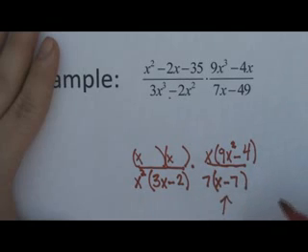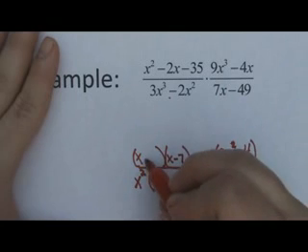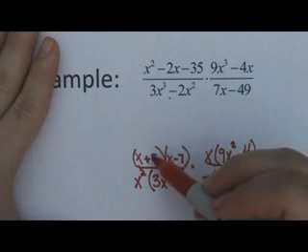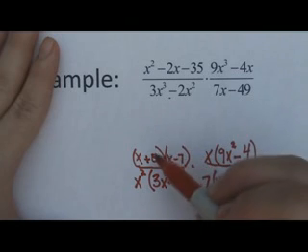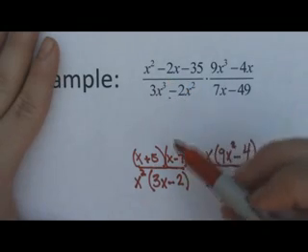Well, look here. I have an x minus 7. So let me try that. What if I try a negative 7 and a positive 5? Positive 5 times a negative 7 is a negative 35. Positive 5 plus a negative 7 is a negative 2.